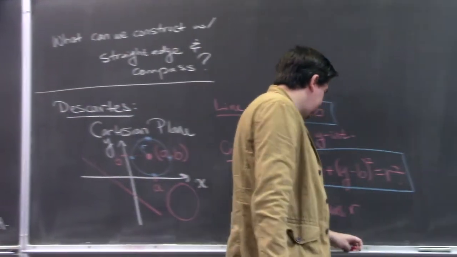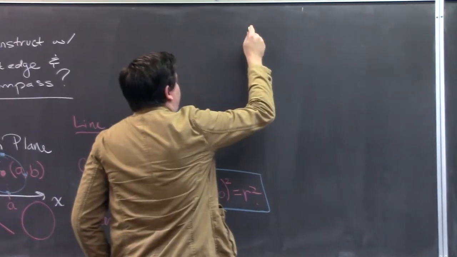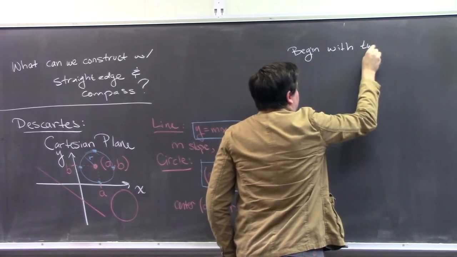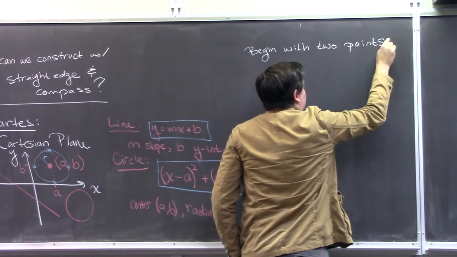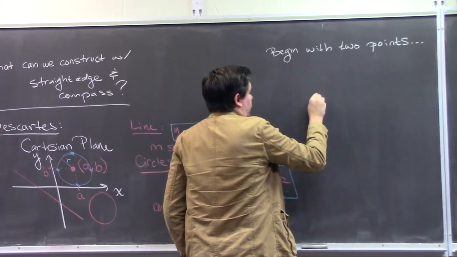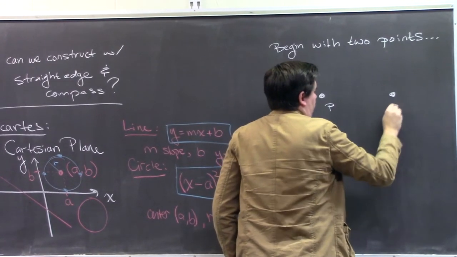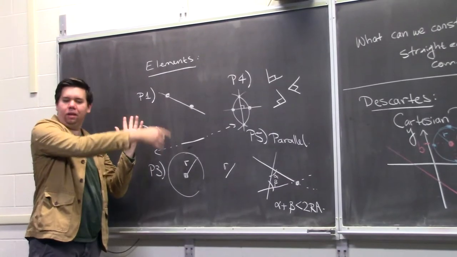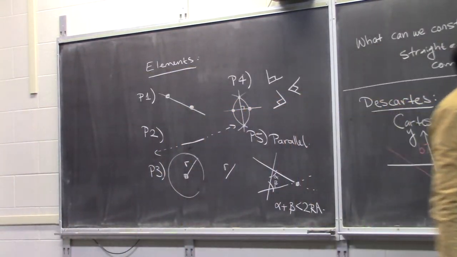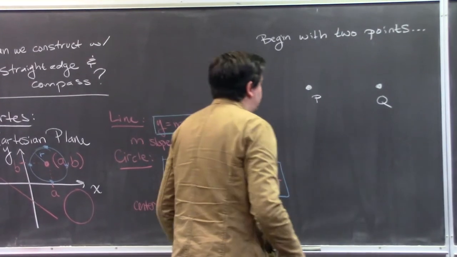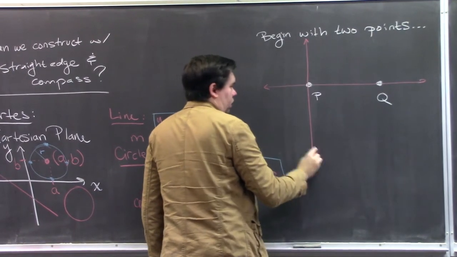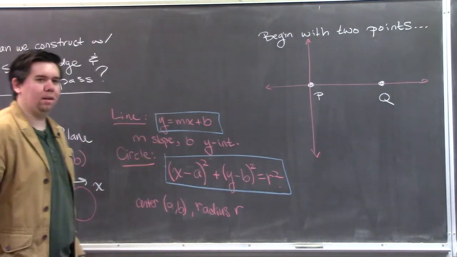So here's Descartes' insight. Let's say you were to just begin with two points, P and Q. Now you want to run to the races; Euclid would want to say there's a line through them and start constructing various things from those two points. And yes, you can do that. But the Cartesian way to think about this is to say, if there are two points, we can imagine them living in some plane. So we can stick a plane on there.